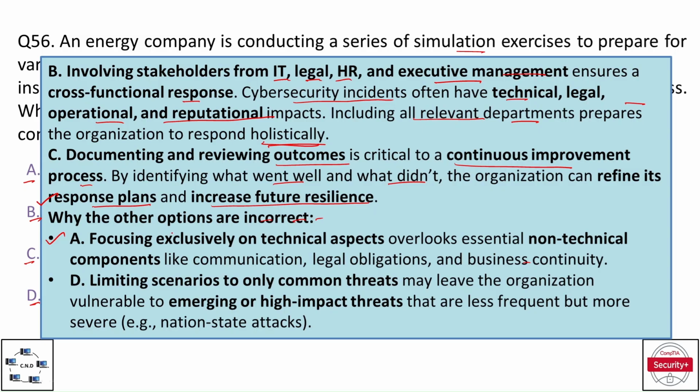So, why the other options are incorrect? Option A, focusing exclusively on technical aspects overlooks essential non technical components like communication, legal obligations, and business continuity. And option D, limiting scenarios to only common threats may leave the organization vulnerable to emerging or high impact threats that are less frequent but more severe. For example, nation state attacks.